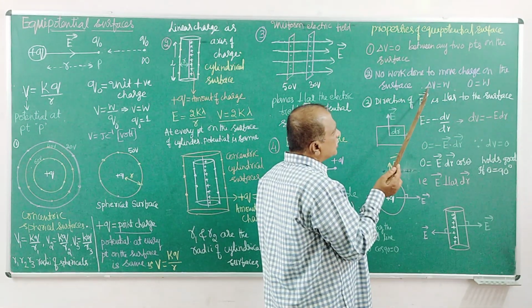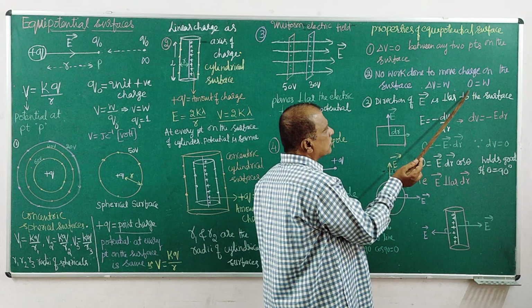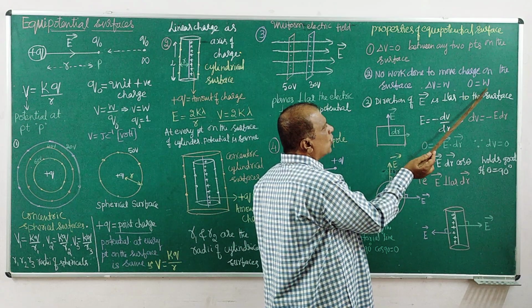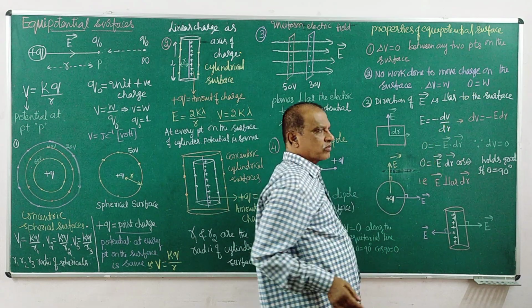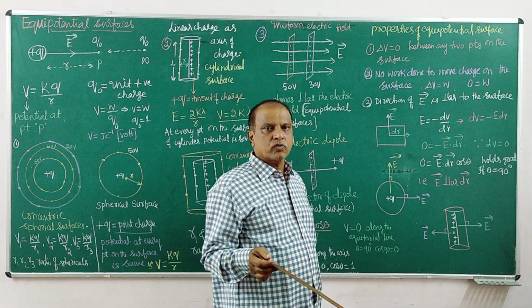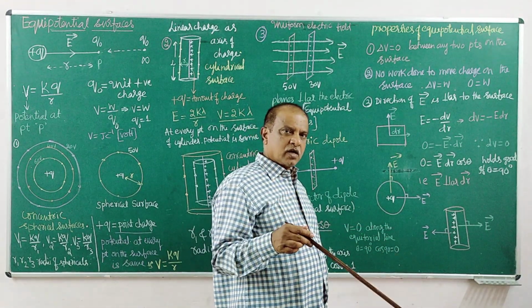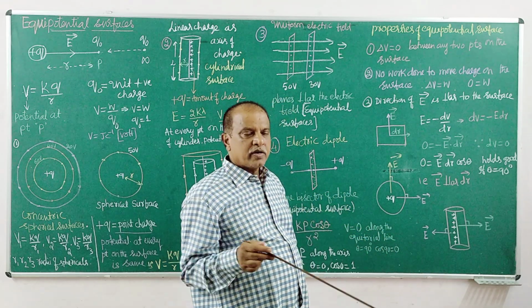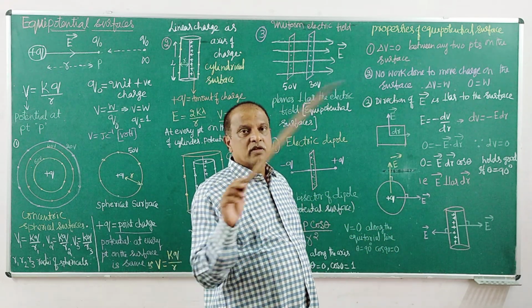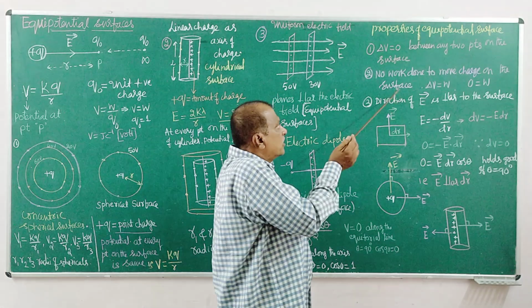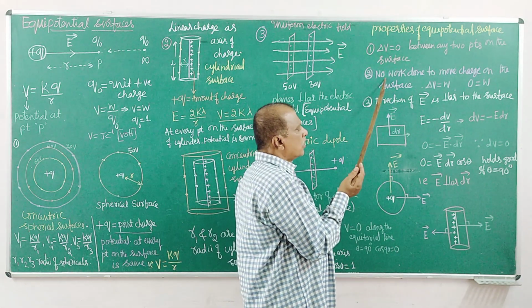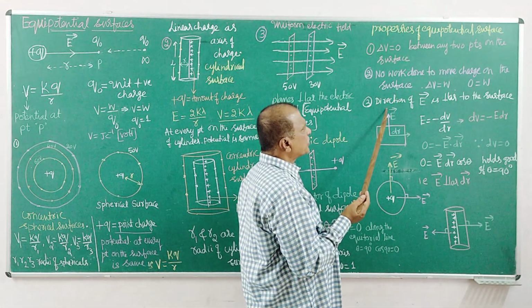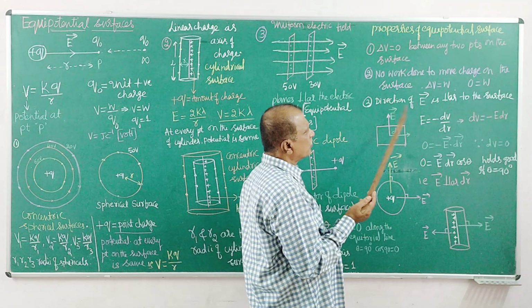Since delta V equals 0, W equals 0. It means no work is done when a charge is moving. No work is done by the charge or on the charge when the charge is moving on the surface. There is another property.